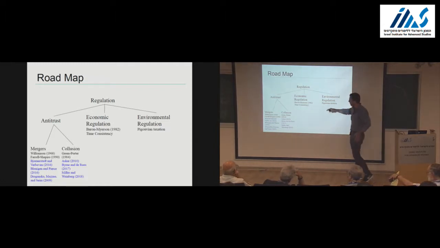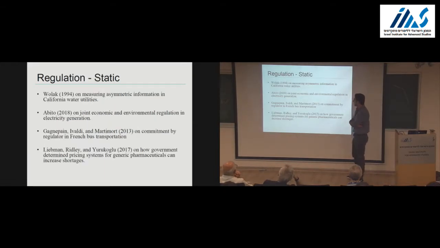Okay, so you remember we talked about the Baron-Myerson optimal mechanism for regulating a firm under adverse selection. And we talked about this time consistency issue where you want firms to make big sunk investments, but when they're subject to future regulation that's uncertain, they might be wary of making those investments. So we're going to split this.